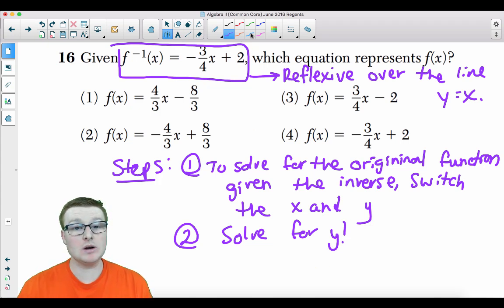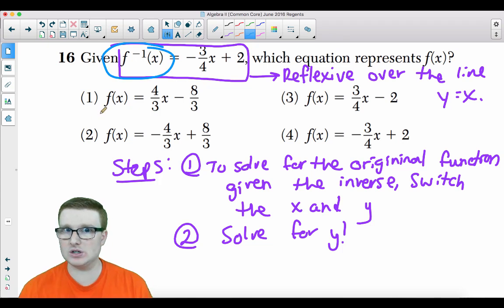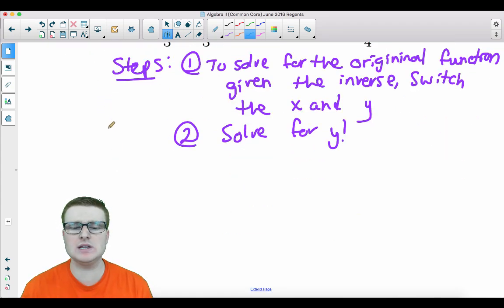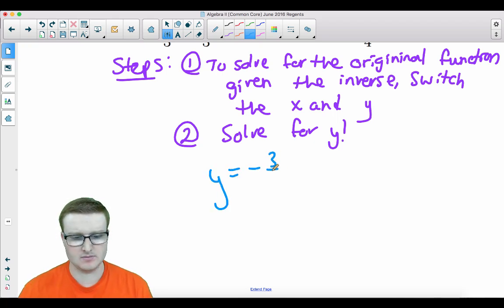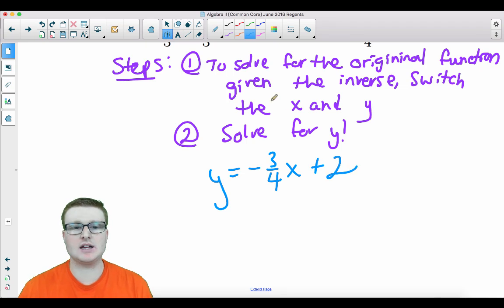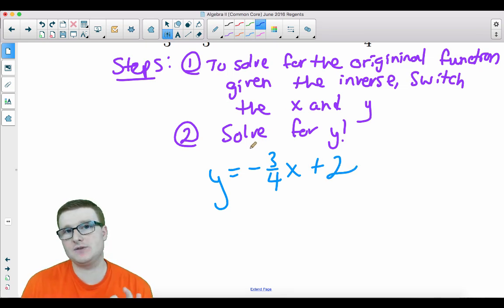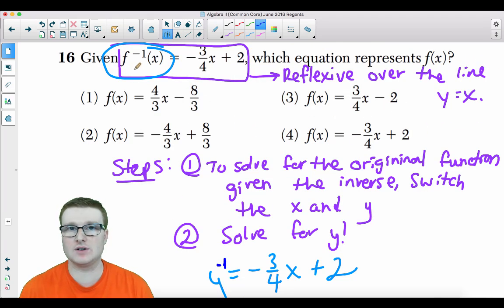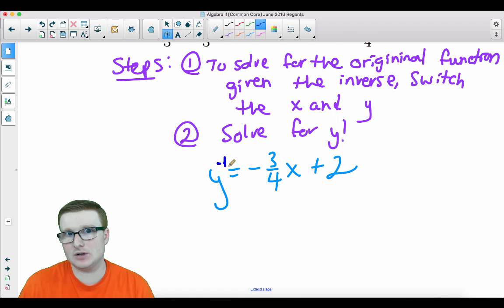Let's do it. So what I'm going to do here, folks, is replace f inverse of x with the letter y, just because we like seeing y a little bit better than f inverse of x. Okay, now I don't want you to get confused. I'm going to put this in a different color just so you don't get confused. This is really y inverse. All I did is replace f inverse of x with y inverse.